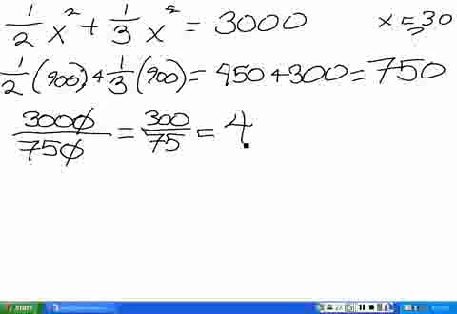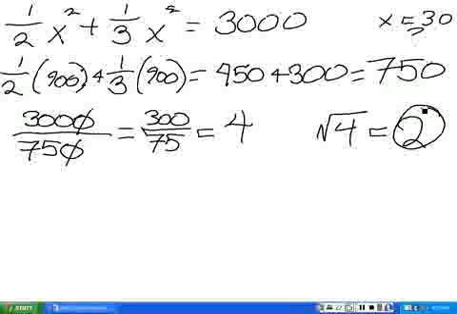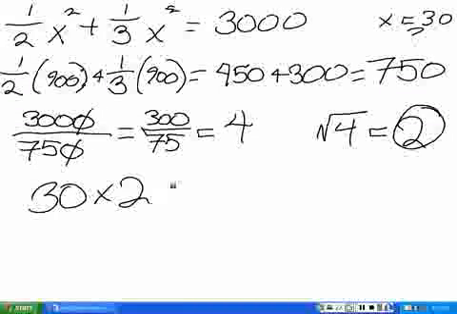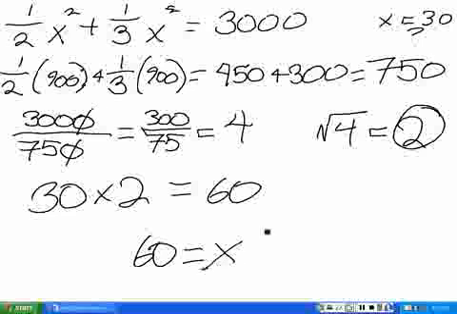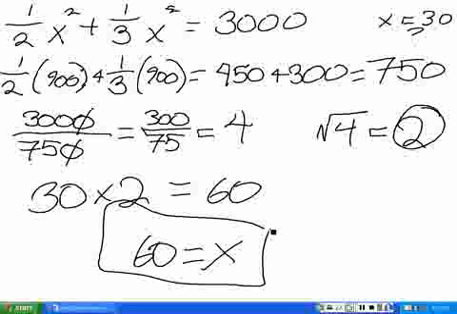But we're looking for x. So since I know, hey, I need to multiply by 4 in order to turn x squared into our right answer, what I have to do is I have to take the square root of 4, which is 2. So basically I multiply my original answer by 2. So I get 30 times 2 equals 60. And 60 equals x is the correct answer.